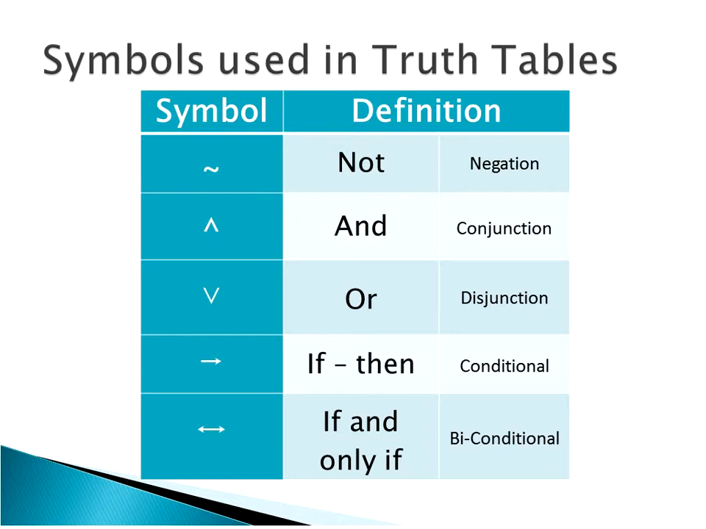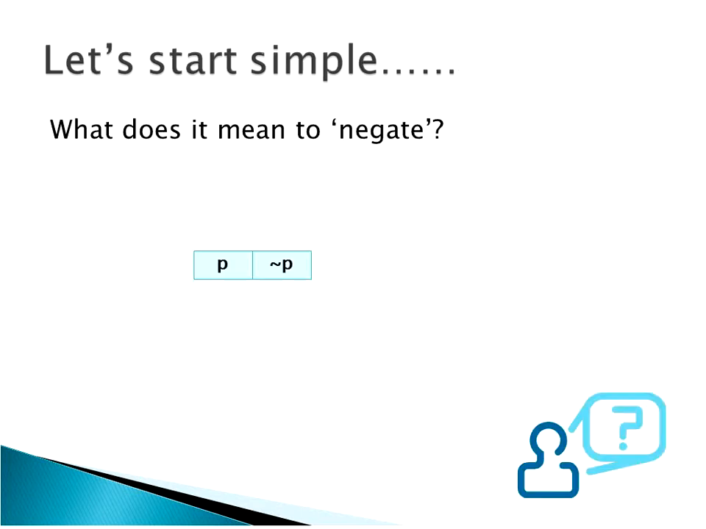Next one, conditional. Those are your single arrows, and those are your if-then statements. And last, we have biconditional, which is, as you can see, a double arrow. And those are our if and only if statements. So let's start out by looking at an example of each of these.